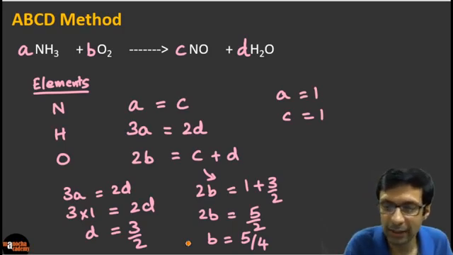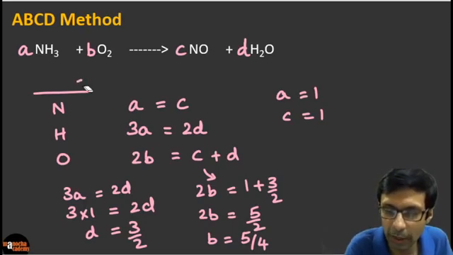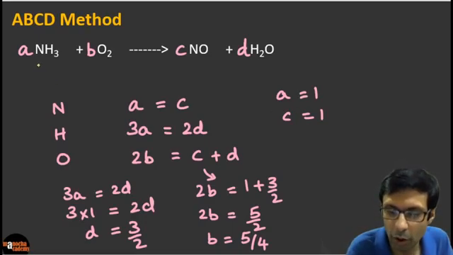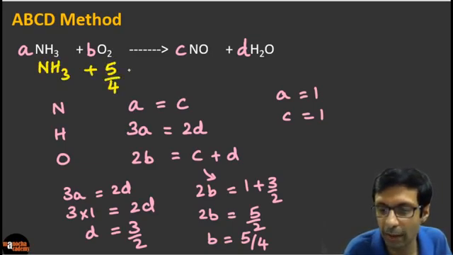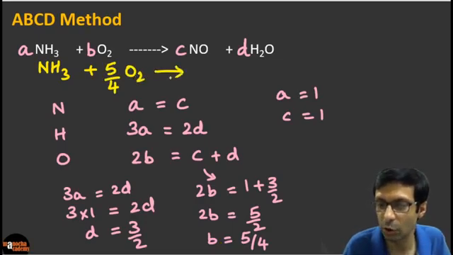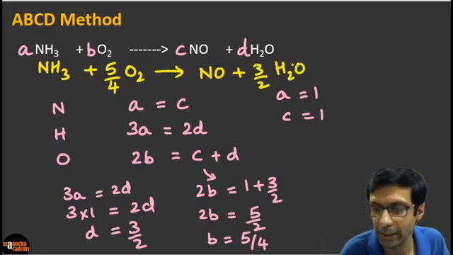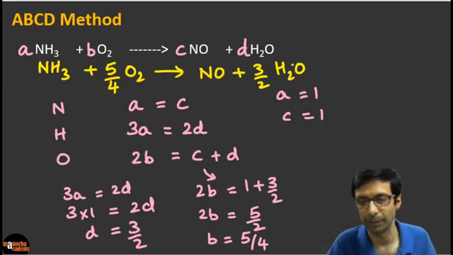Okay, so let's go ahead and substitute this in our equation and let's see if it's balanced. So I'm just going to erase this here to make space. Right, so A is 1. So we've got 1 into ammonia, right? So 1. So what is B? We've got B as 5 by 4. So I'm going to write that here. So 5 by 4 O2. And C is also 1. So it's NO plus D is over here 3 by 2 H2. So guys, take a look. I've just substituted the values of A, B, C and D into this equation, right?